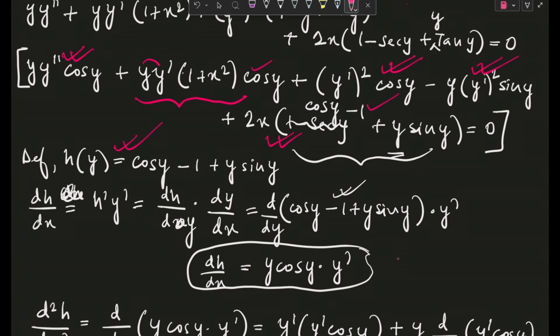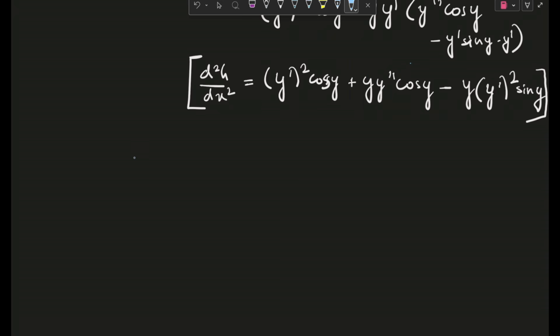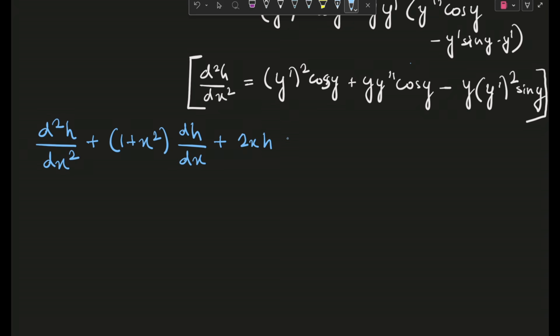So we will write down the final differential equation. Guys, our final differential equation that is coming out is d²h/dx² plus (1 plus x²) times dh/dx plus 2xh is equal to 0. This is the differential equation we are having.